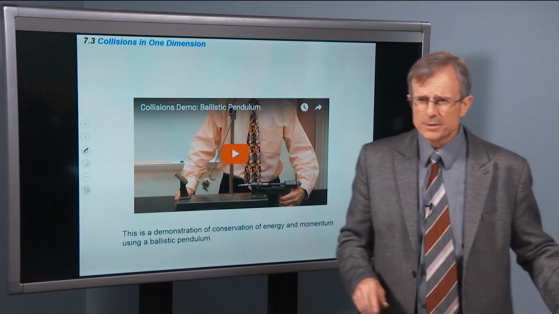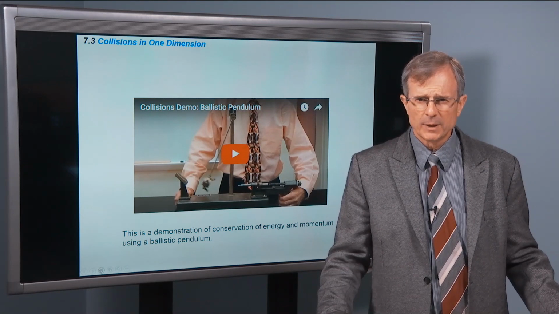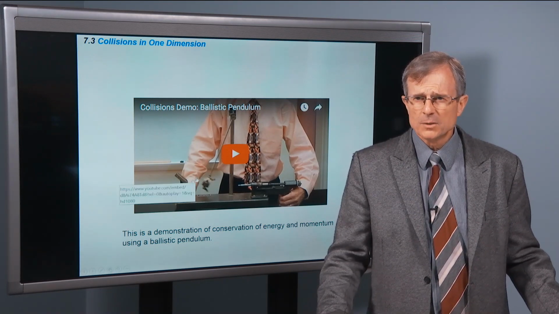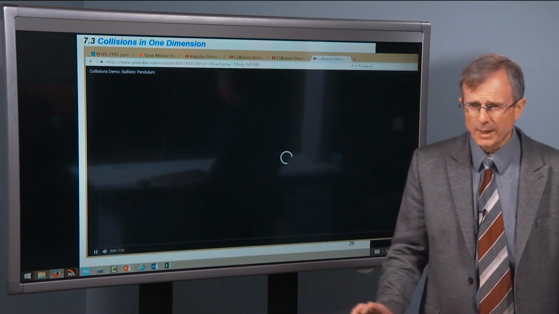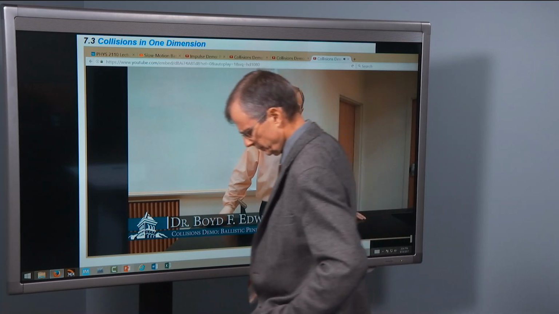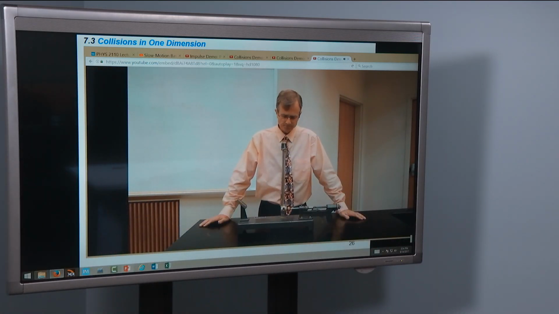Demonstration of conservation of energy and momentum using a ballistic pendulum. And this is one that you will do in lab. So this will be an introduction to what you do in the lab. This is the ballistic pendulum. It will be the subject of one of the labs that you will do.